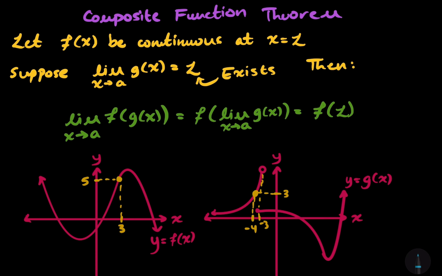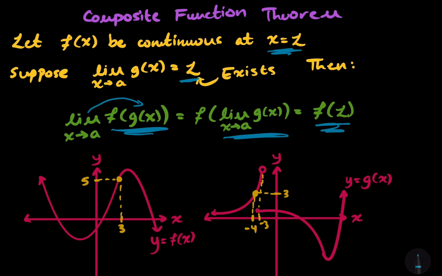It says that if we have a function f of x which is continuous at a point, x equals L, such that the limit as x approaches a of g of x equals L, and of course this L has to actually exist, then the limit as x approaches a of f of g of x, the composition of these two functions, is equal to f of the limit as x approaches a of g of x. So you can think of it as taking the limit and putting it into the function, if you will. And that's just going to be equal to f of L.